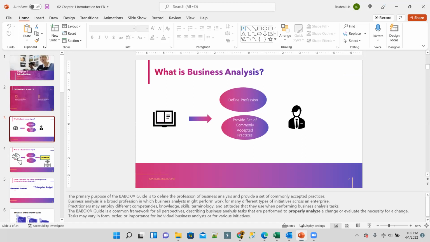So, in a nutshell, business analysis is the practice of enabling change in an enterprise by defining needs and recommending solutions that deliver value to stakeholders.